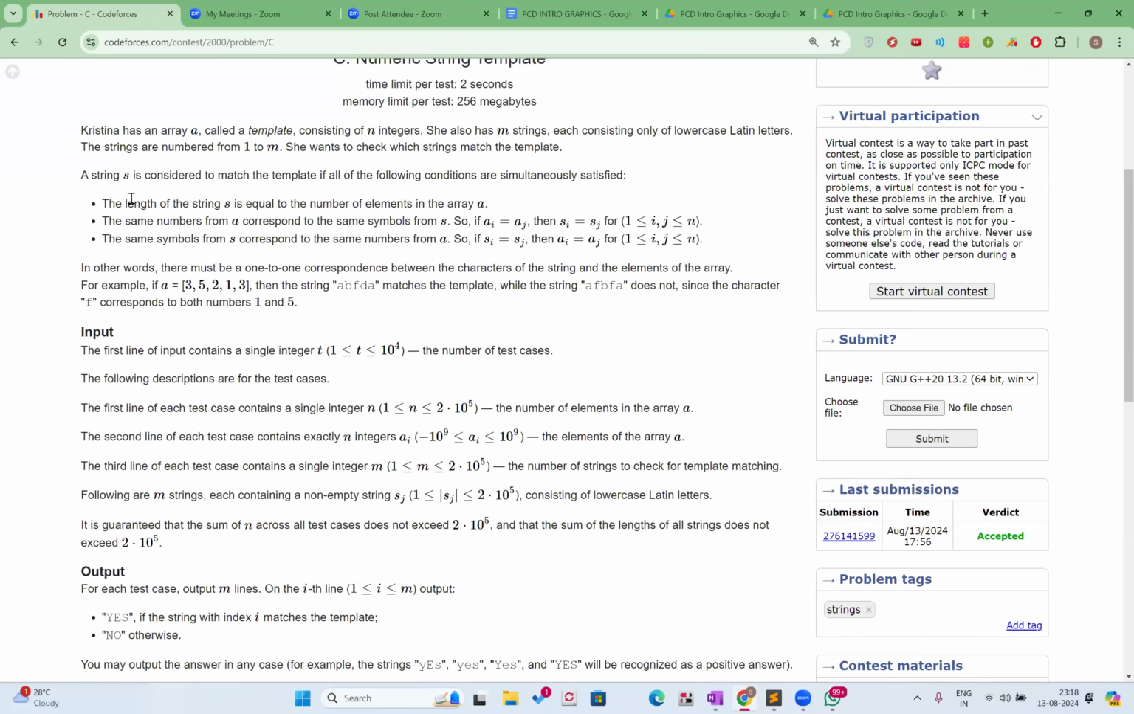And a string s is considered to match the template. So we have a template array and we have m strings, and for each string we have to check whether it matches the template or not. So what is the template matching condition? The string length should be the number of elements in the array.